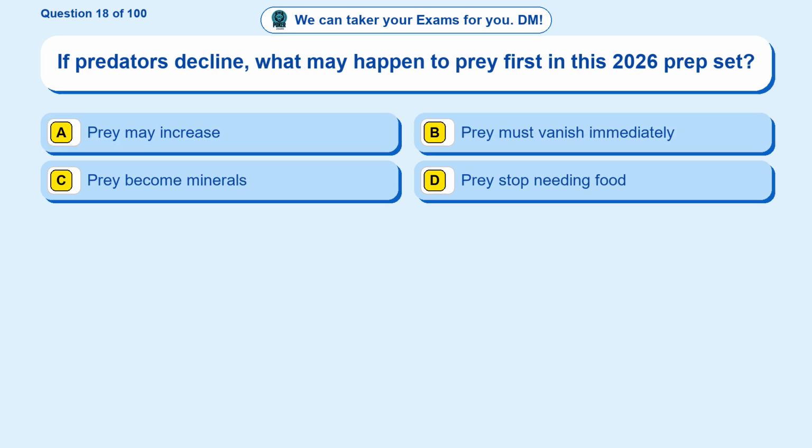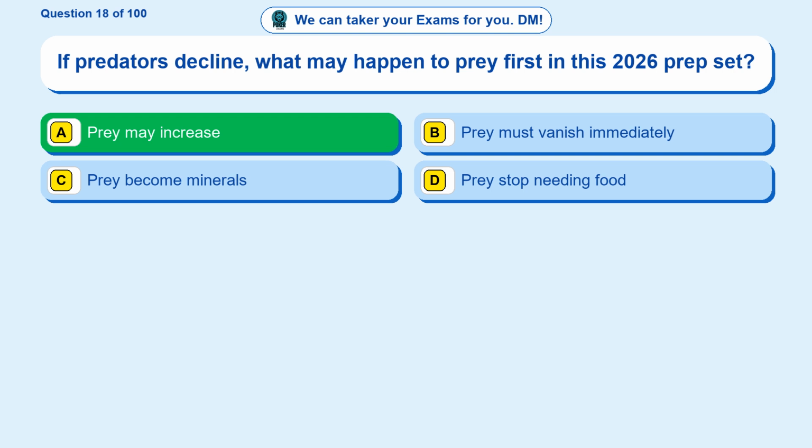Question 18. If predators decline, what may happen to prey first in this 2026 prep set? Option A. Prey may increase. Option B. Prey must vanish immediately. Option C. Prey become minerals. Option D. Prey stop needing food.